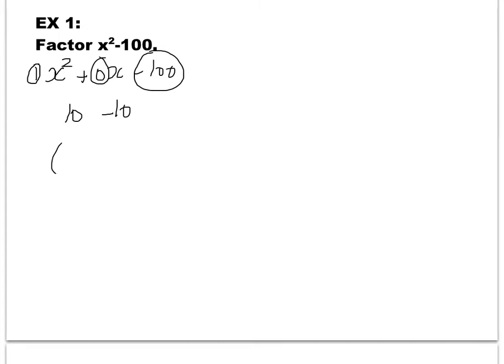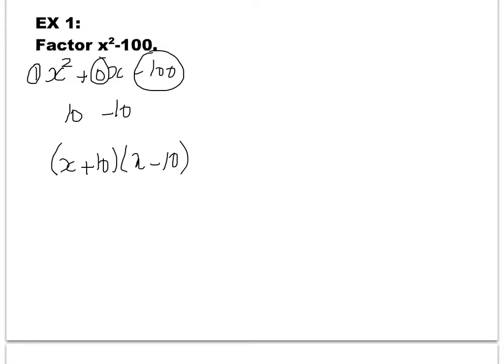So you see that the factors are x plus 10 times x minus 10, which is exactly what we said before. a squared minus b squared is a minus b times a plus b. Now, a is x, b is the square root of 100, which is 10, so it's x plus 10 times x minus 10.